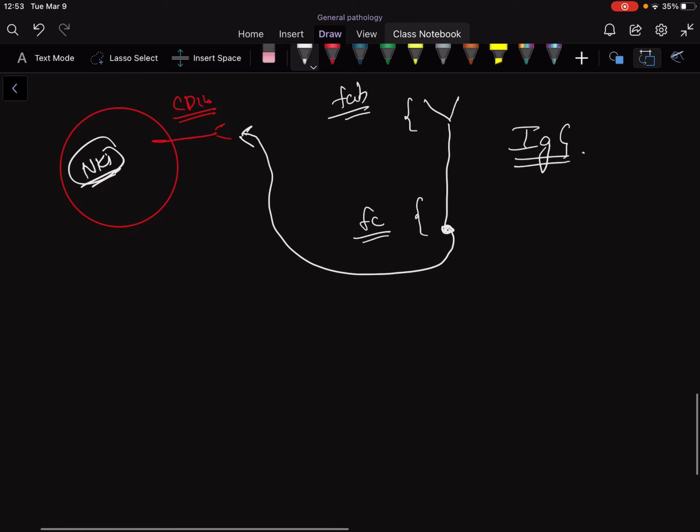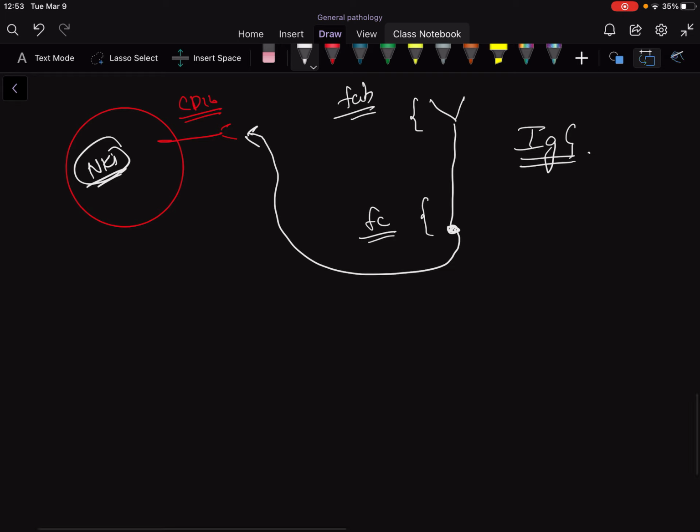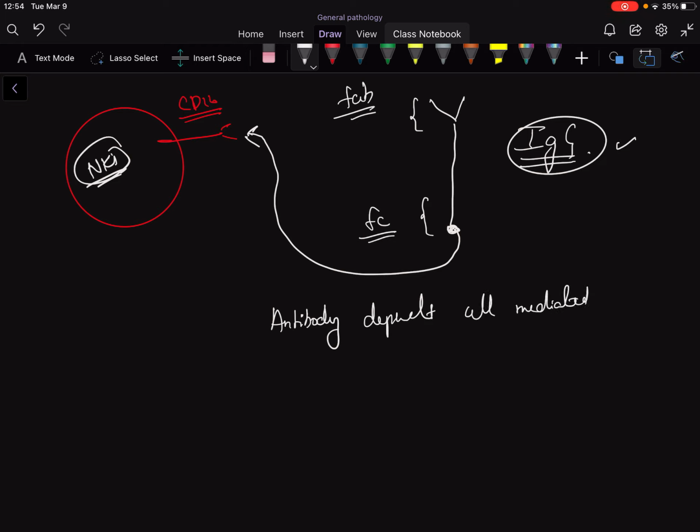Since natural killer cells are mainly dependent on this IgG antibody, they are called antibody dependent cell mediated cytotoxicity, or ADCC, which stands for antibody dependent cell mediated cytotoxicity.